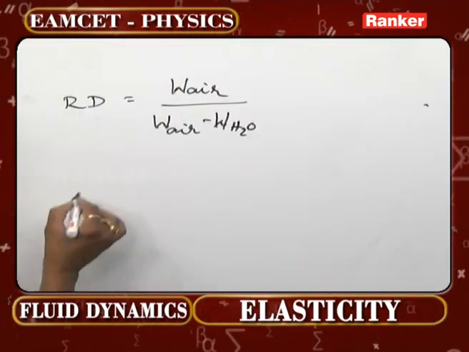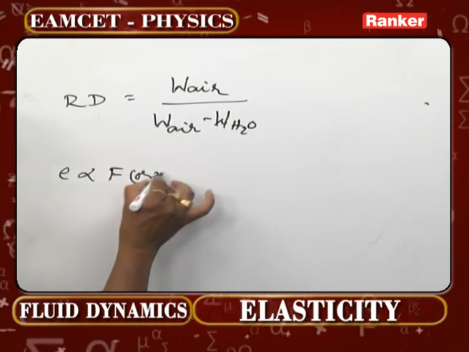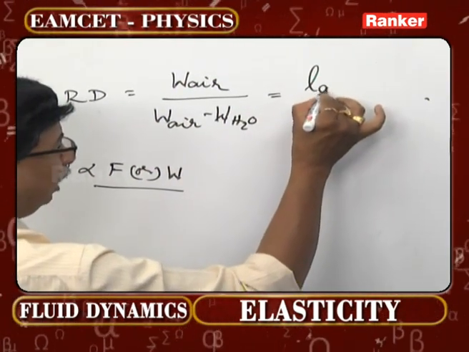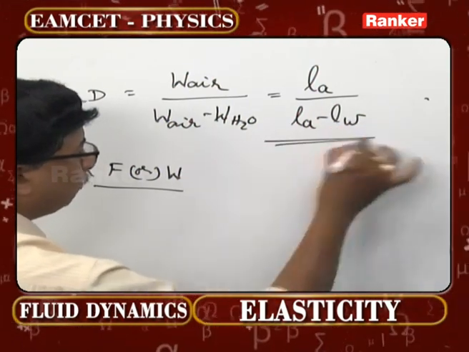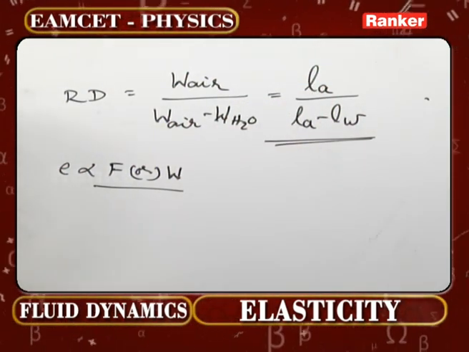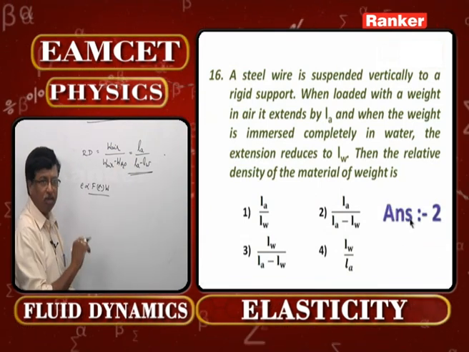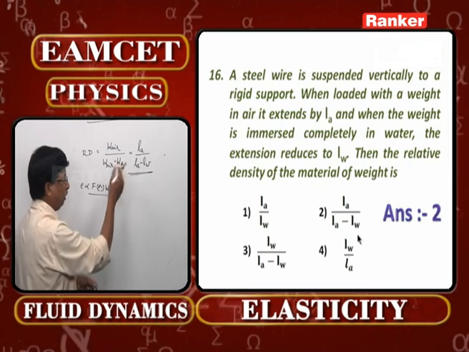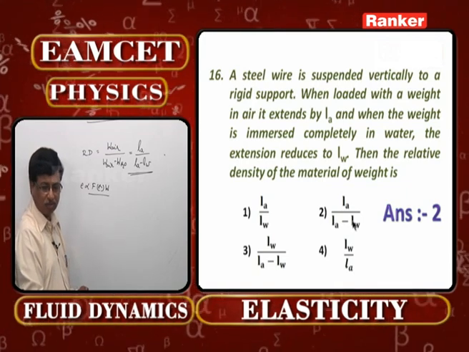But we know very well elongation is proportional to force. Force itself in this particular case is weight. Therefore, what can we write now? L in air by L in air minus L in water. Just look at this option directly please. LA by LA minus LW. The second option is going to be the correct option. The problem is looking very lengthy, but the solution is so simple. In one step you can directly get it. That is the concept of the 16th problem.